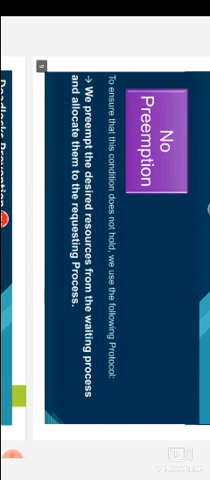Hold and wait: we can deny the situation with the following protocols. A process can request resources only when the process has none. Each process must request and be allocated all its resources before it begins execution. No preemption means we preempt the desired resources from the waiting process and allocate them to the requesting process. Circular wait: number all the resource types and each process requests resources in an increasing order of enumeration.